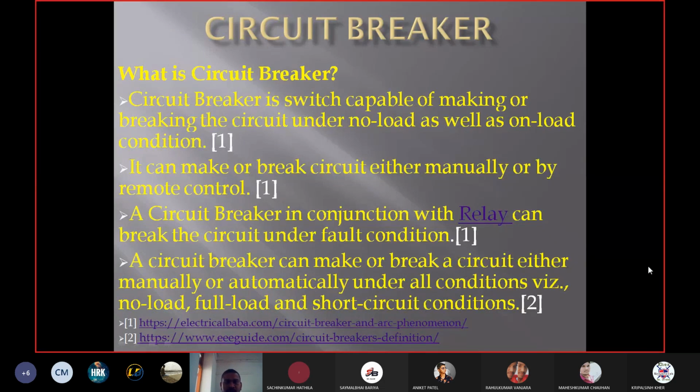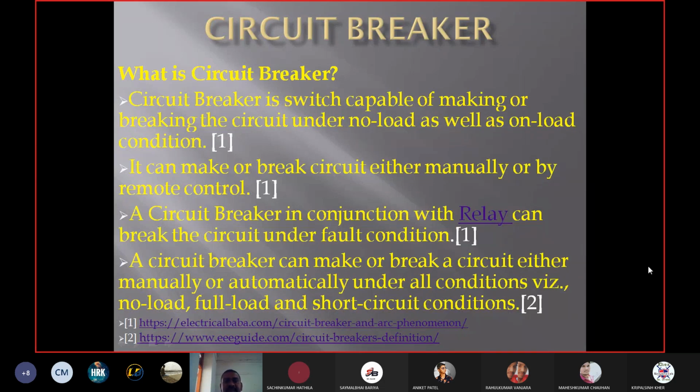Now, an isolator is also one type of switch, but it is an air break switch which operates only on no load condition. But a circuit breaker is a switch whose function is to make or break the circuit under no load as well as on load condition. That means it will operate in both conditions, whether the circuit is on no load or on full load. So a circuit breaker is a switch capable of making or breaking the circuit under no load condition as well as on full load condition.